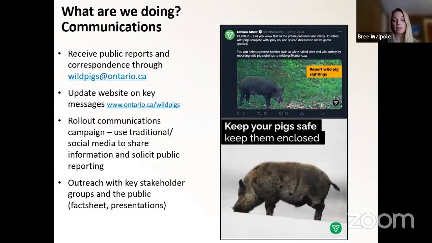And then finally, we're not the only people who are interested in invasive wild pigs in Ontario. So we've been working really closely with a number of key stakeholders and partners as well. And this has opened up opportunities for us to present at different forums and also pass out a number of different fact sheets.